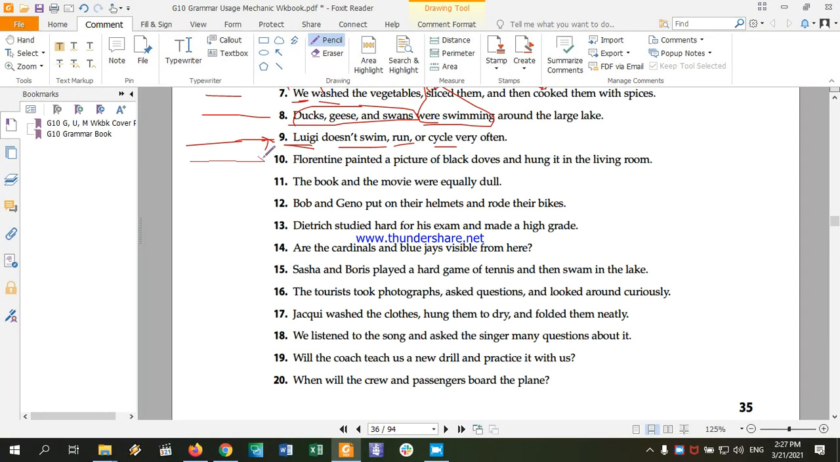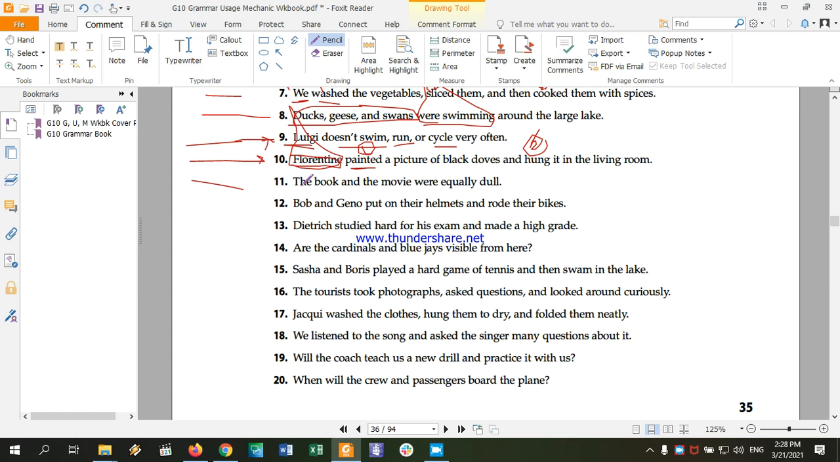Number ten. Florentine painted a picture of black doves and hung it in the living room. Florentine, this is our main subject, our simple subject. Painted a picture, this is our first verb of the compound verb. And hung, so she hung it in the living room, this is the second verb.